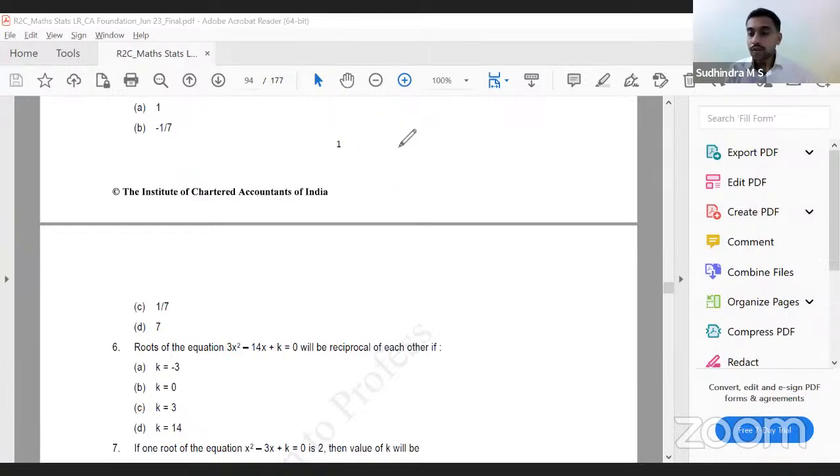Or in other words, if you don't remember that property, if they are reciprocal, product is 1. Product of the roots is c by a. Product of the roots is 1. c is k, a is 3. k by 3 is 1. k is equal to 3.